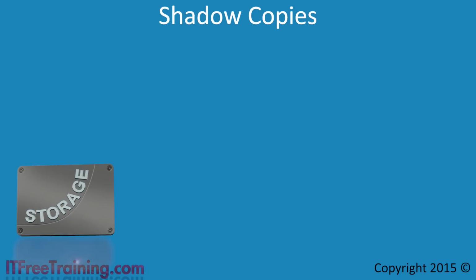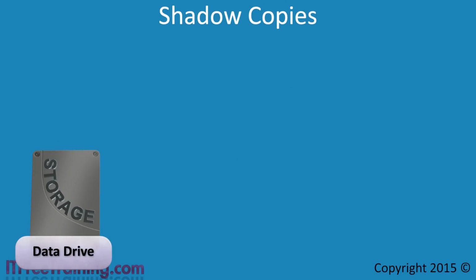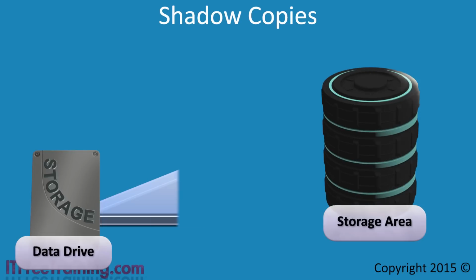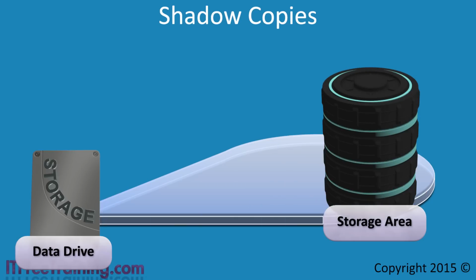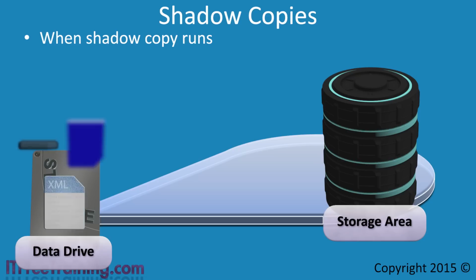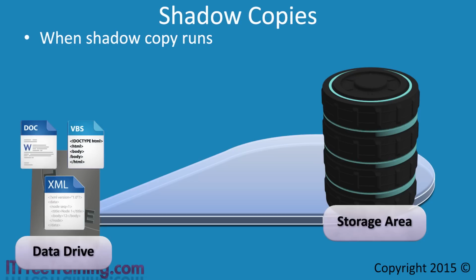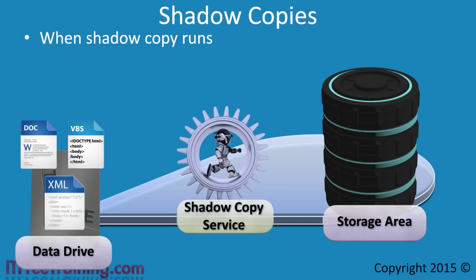Consider that you have a data drive. Once shadow copies is enabled, you will allocate a storage area. The administrator is free to choose how large this storage area will be, but it must be greater than 300 megabytes. When a shadow copy runs, it stores files that have had changes made to them. Let's consider some files on the drive and then consider that some of the files were to change. When the shadow copy service runs next, these files are copied to the shadow copy data store.